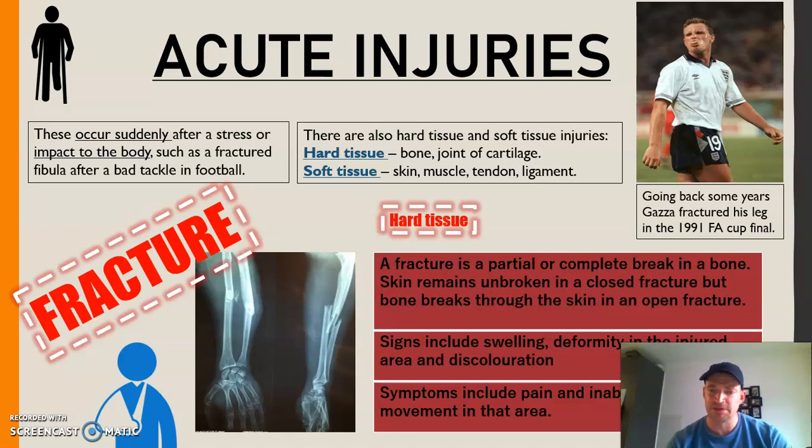It's quite nasty. Signs include swelling, deformity in the injured area, and discoloration, bruising. Symptoms include pain, obviously, and inability or limited movement in that area. And just want to go back to, again, types of injury. So hard tissue and soft tissue. Hard tissue injury simply means an injury to the bone, such as a fracture, a joint, or the cartilage. A soft tissue injury is a skin, muscle, tendon, and ligament.